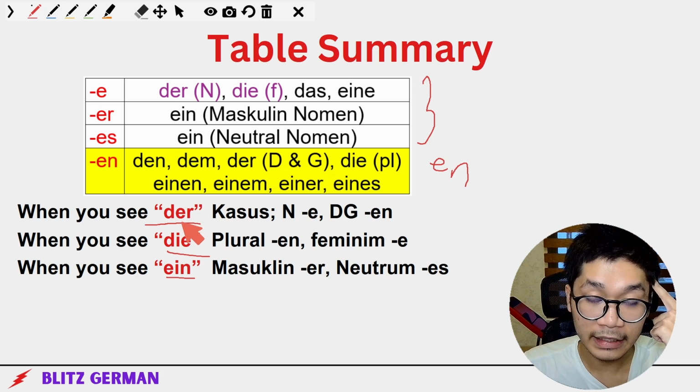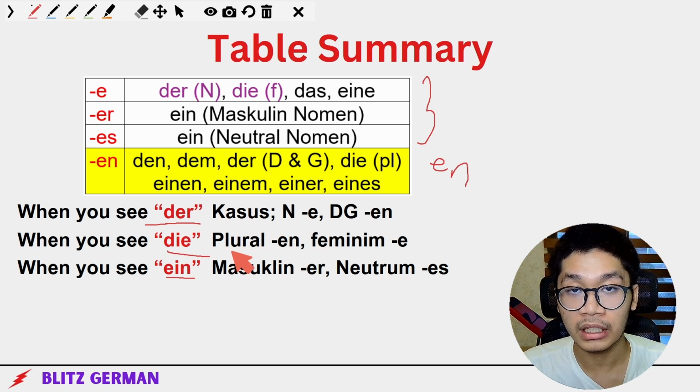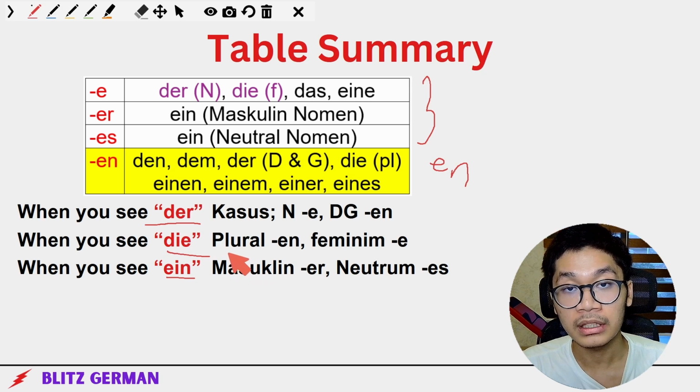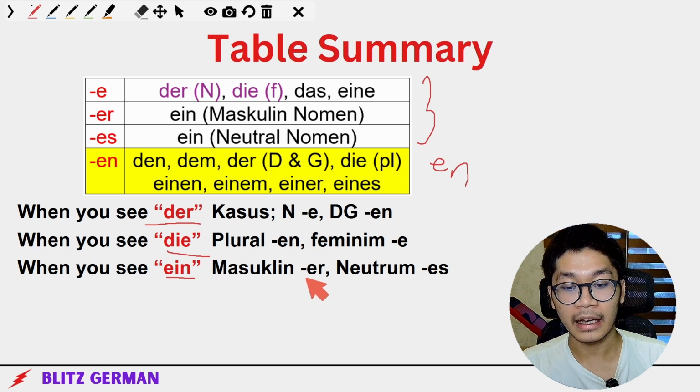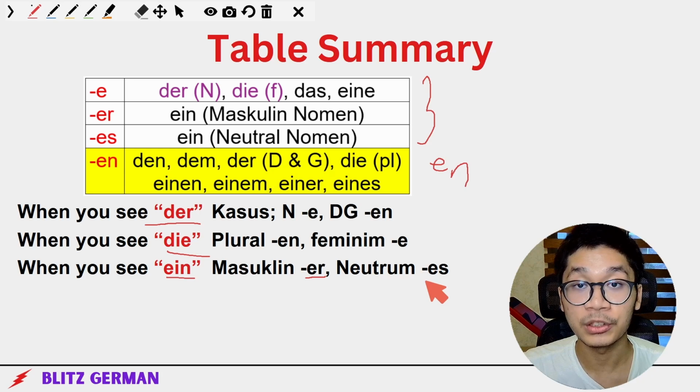If you see the trigger der, say kasus, der kasus. Die, plural oder feminine. If it's plural, it's an, feminine, it's a. Ein, it's masculine oder neutrum. If it's masculine, er, if it's neutrum, es. That's all you gotta do. Memorize this table and then do the test.